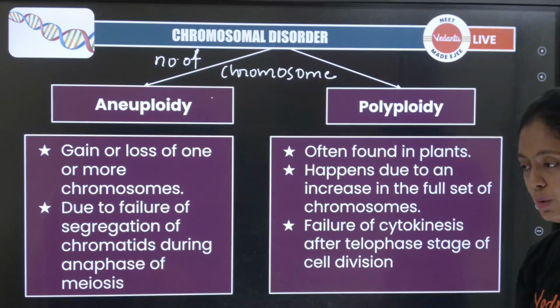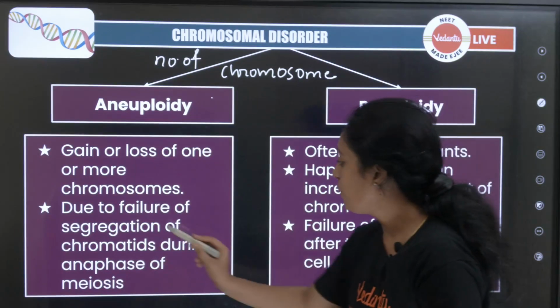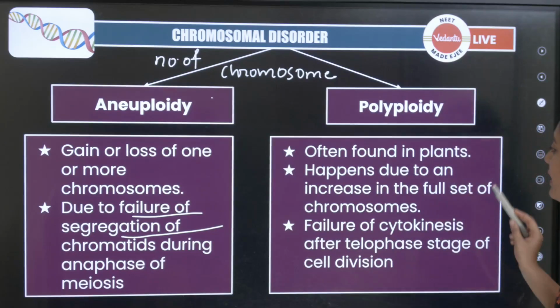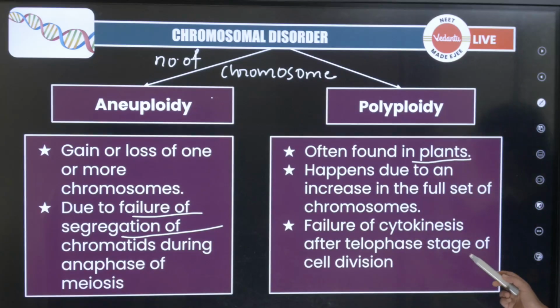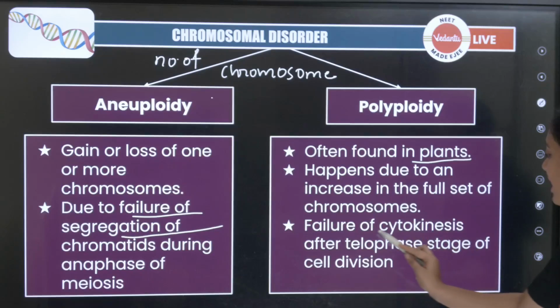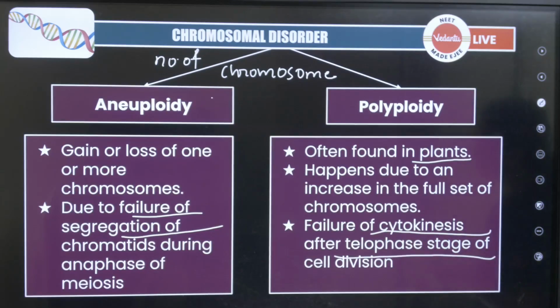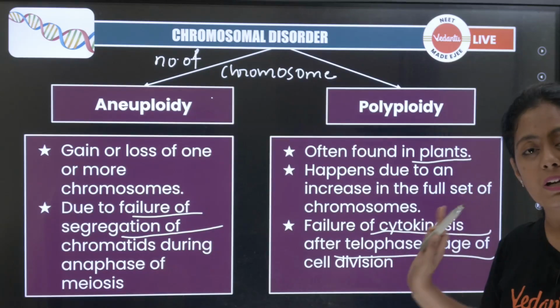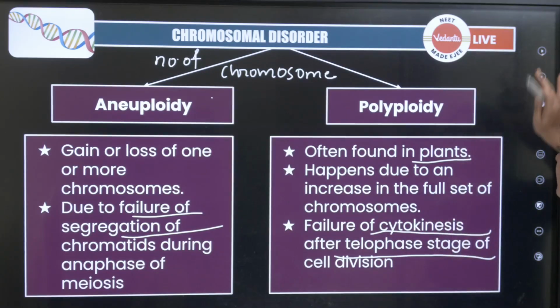Gain or loss of one or more chromosomes. This happens due to failure of segregation of chromatids during anaphase of meiosis. And this is often seen in plants. Plants la rombo adigam. Okay, so it's failure of cytokinesis after telophase stage. Cytokinesis nadakano, adu nadakadu, adanala da polyploidy is very, very common in plants alone.